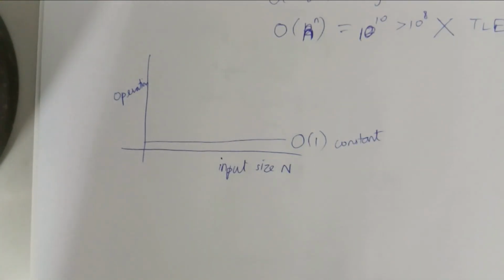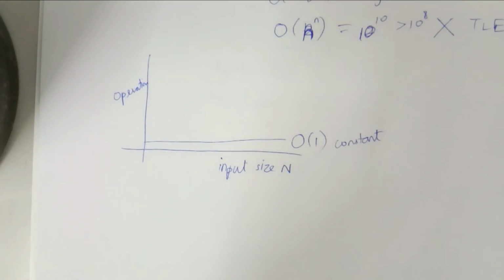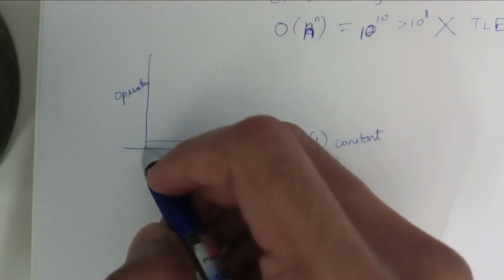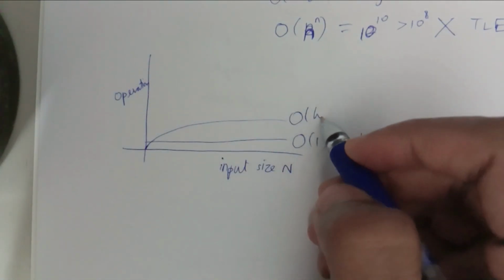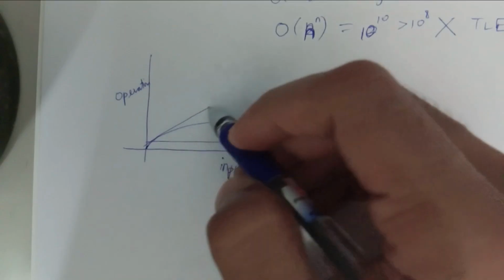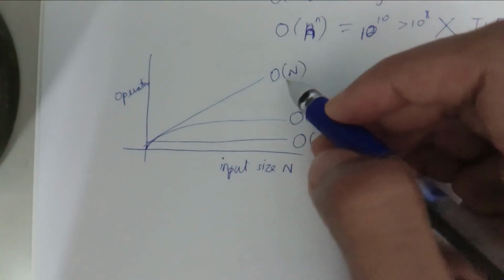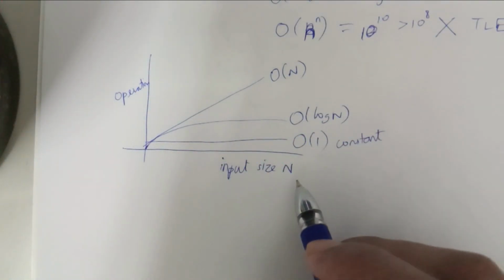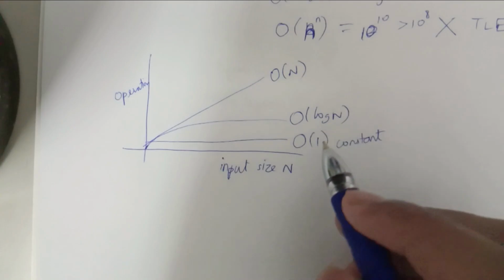What does this mean? For any small input or for any large input, the program will take a constant time. Like if it takes 1 second to execute for 10 inputs, then it will take 1 second for 1 billion inputs. And the next one we have big O of log n. And the third one is big O of n, that is linear time. As the input size increases, the number of operations will increase linearly.